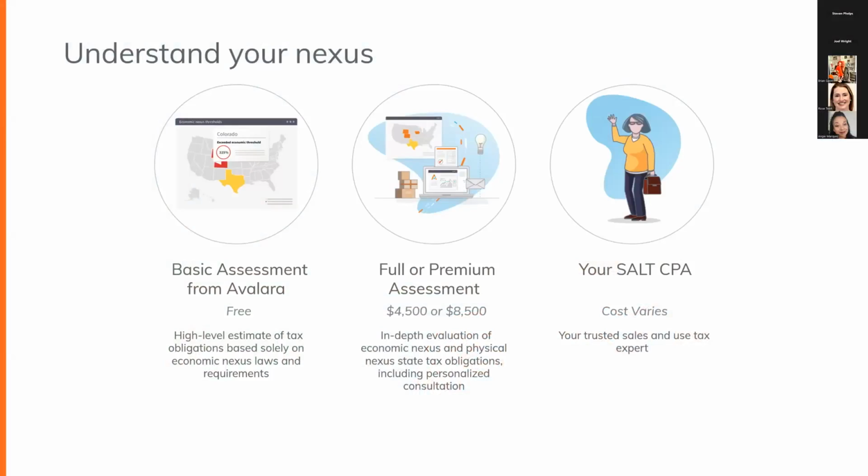So up on the screen, you see 3 options. We have the basic assessment from Avalara. That's a risk assessment that you could go to avalara.com and do yourself, but it doesn't really go that in depth. We do have 2 other options, which are our full or premium risk assessment. Now, if any of you have done a risk assessment for your business in the past or worked with another third-party CPA, you know that those costs shared on the screen are actually very competitive compared to what CPA firms will charge for risk assessments.